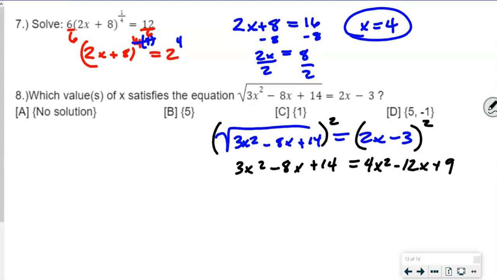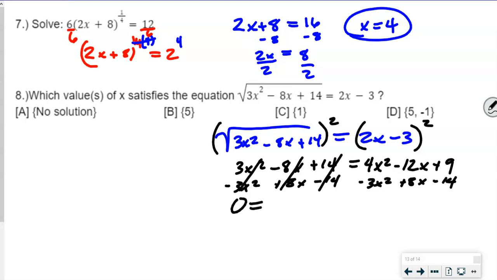So now we're going to just move stuff to one side. Okay, so I'm going to subtract the 3x squared, and I'm going to add 8x, and I'm going to subtract 14. So I'm going to subtract 3x squared, add 8x, and subtract 14. So that's gone, that's gone, that's gone.